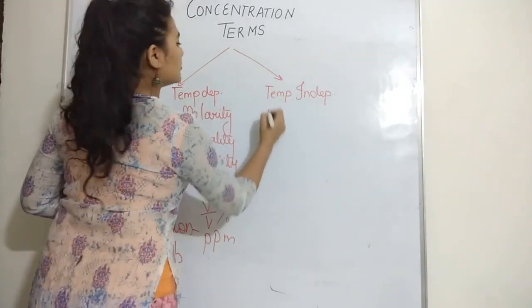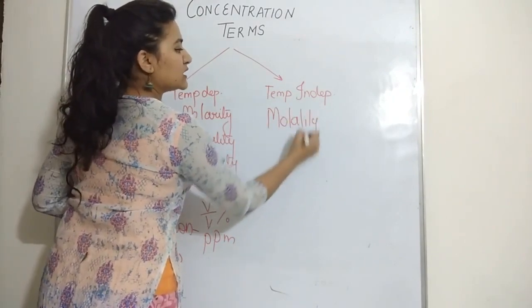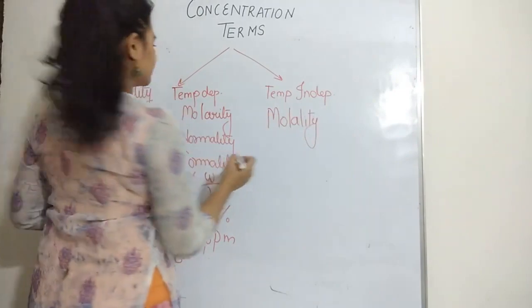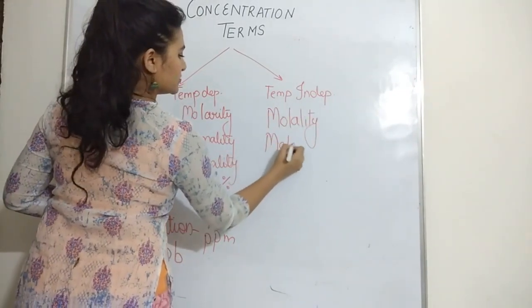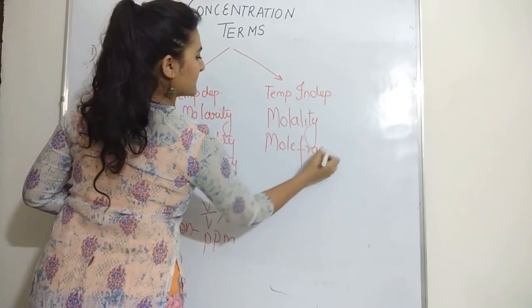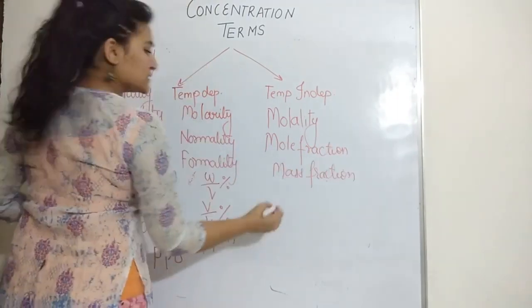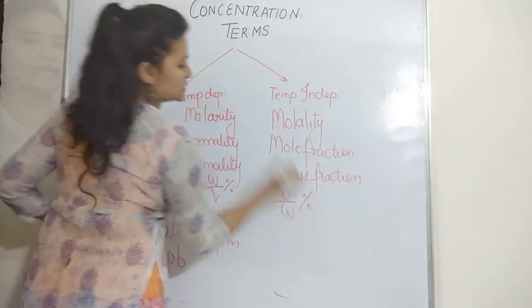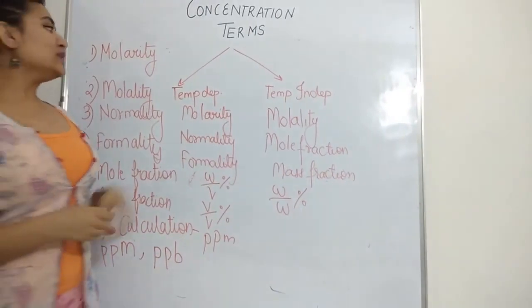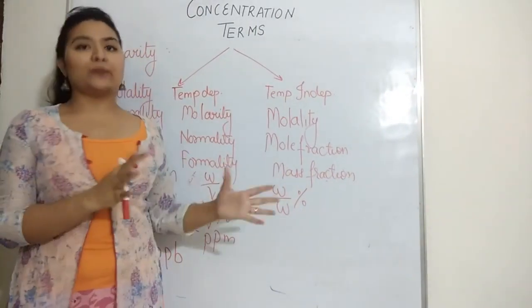Now this side you have molality. That means molality does not include volume. Mole fraction, mass fraction, percentage calculation which is weight by weight percentage categories. Alright. Now let's understand all of them one by one, including all the numericals.